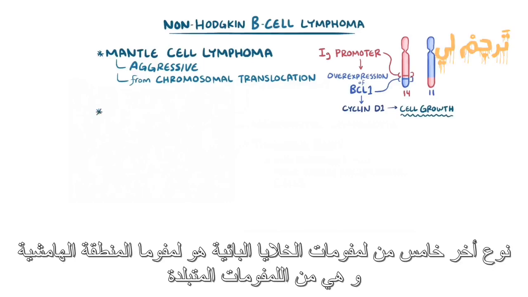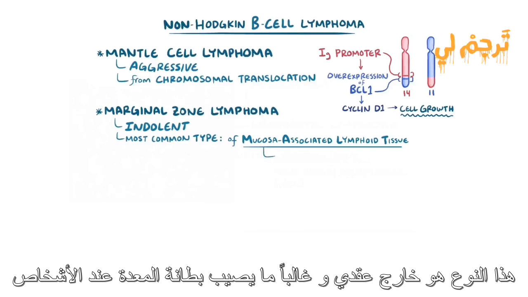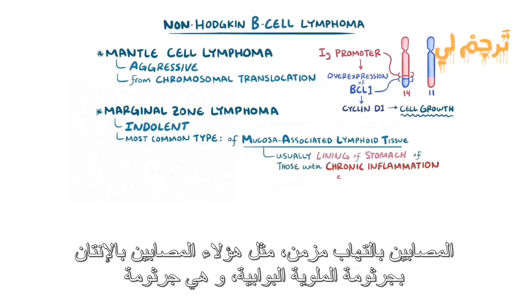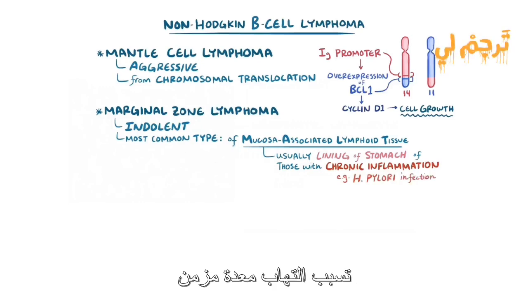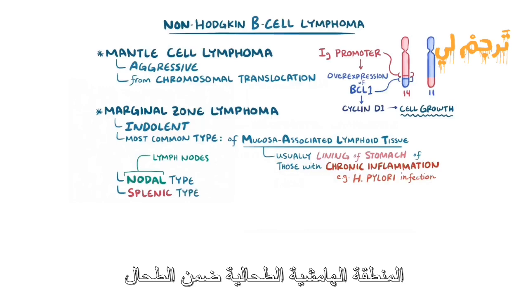A fifth type of B-cell lymphoma is marginal zone lymphoma, and this one's an indolent lymphoma. The most common type is marginal zone lymphoma of mucosa-associated lymphoid tissue, or MALT. This type is extranodal, mostly happening in the lining of the stomach among individuals with chronic inflammation, like those with Helicobacter pylori infection, a bacteria that causes chronic gastritis. There's also nodal marginal zone lymphoma, which happens within the lymph nodes, and splenic marginal zone lymphoma, which happens in the spleen.